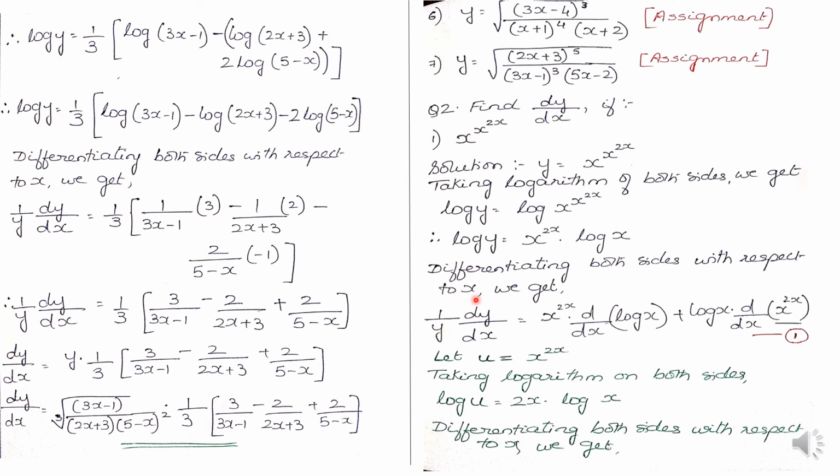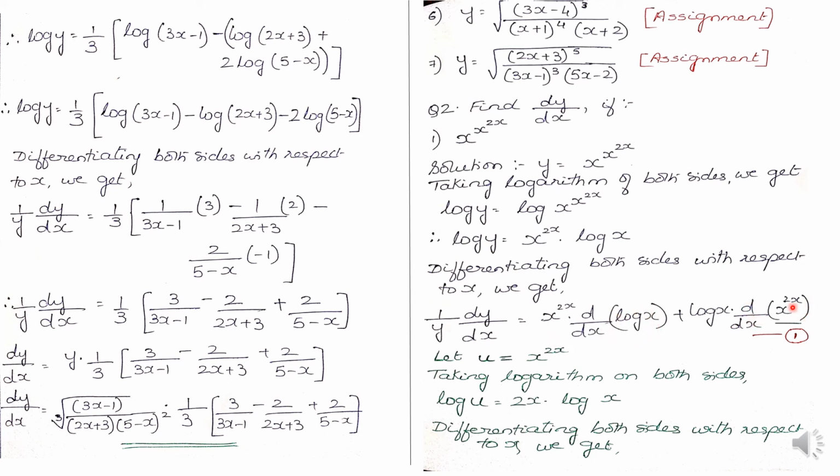Now differentiating both the sides with respect to x, 1 upon y dy by dx is equal to, initially we are going to use the u into v rule over here to find the derivative of the RHS. So we write x raised to 2x into d dx of log x plus log x into d dx of x raised to 2x. Now the derivative of log x is simple enough. It is 1 upon x.